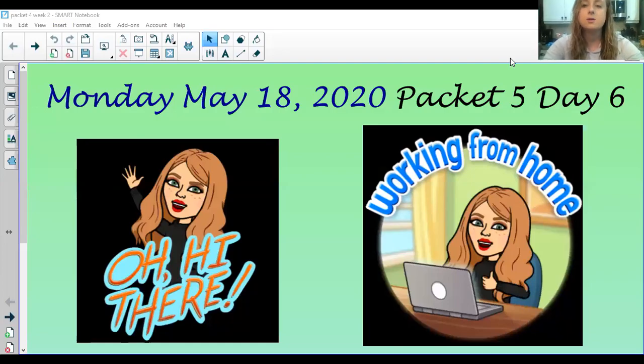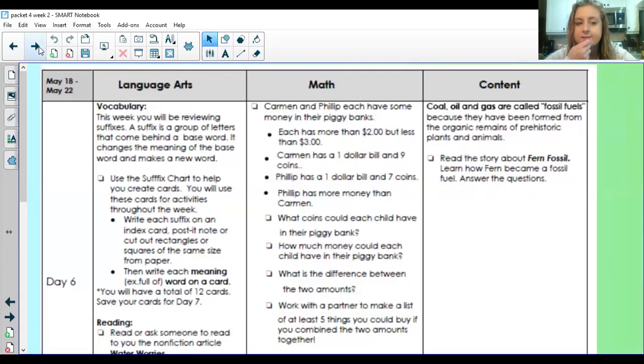Today we are going to be going over packet 5, day 6. So make sure you have your packet near you and we are going to get started. This is what it looks like for today. This packet goes until May 22nd, which is Friday. So you have this week to finish this packet. Today is day 6 and we are going to be focusing on the vocabulary part first.